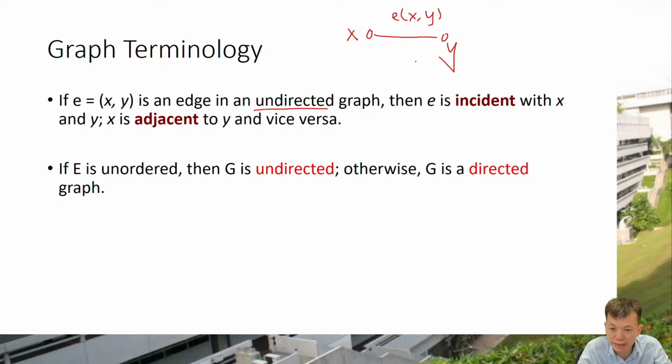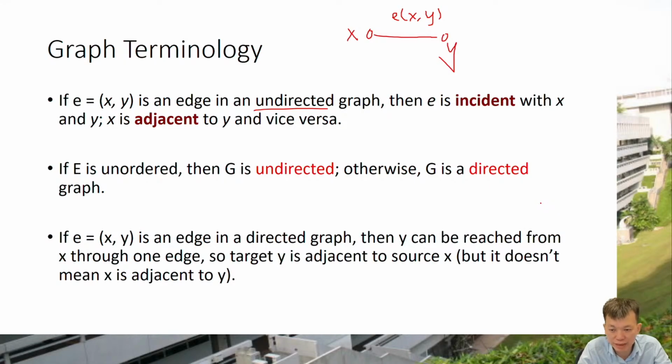If E is unordered, then G is undirected. If the edge is unordered, then G is undirected. Otherwise, G is directed. If E is an edge in a directed graph, then Y can be reached from X through one edge. So target Y is adjacent to the source X.